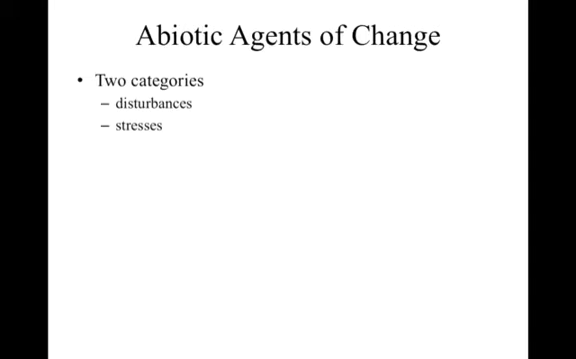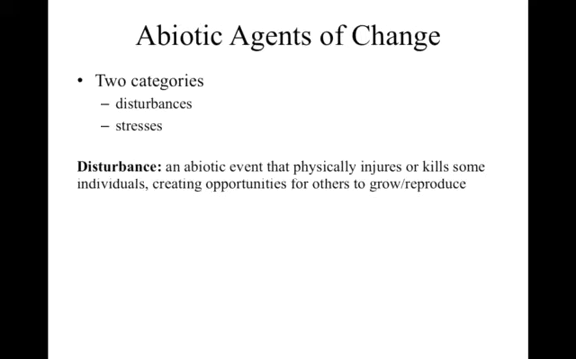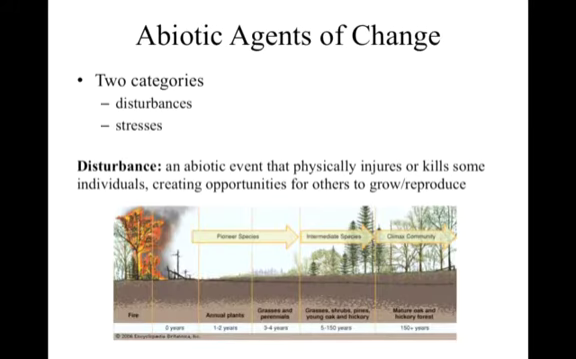Within abiotic agents of change, there's two categories. One is disturbances and the other is stress. Disturbance is an abiotic event that physically injures or kills some individuals, creating opportunities for others to grow. This actively removes particular animals or even the entire community from the landscape. Again, we can think about a forest fire. A forest fire kills the animals, kills the plants that were living there. It actively destroys them.